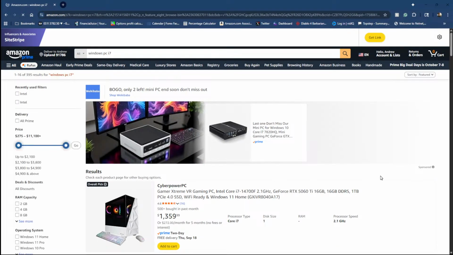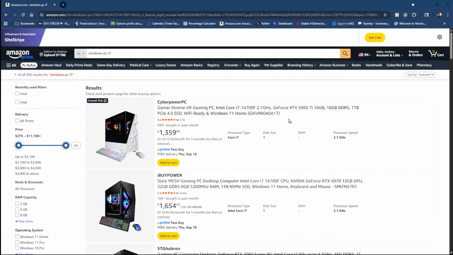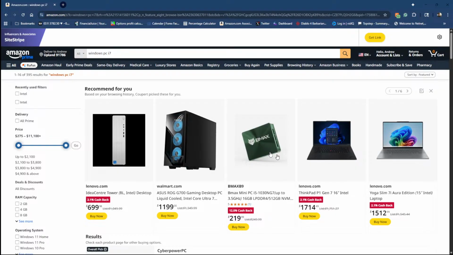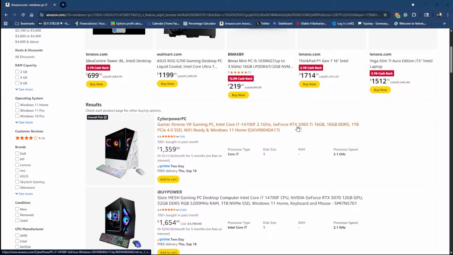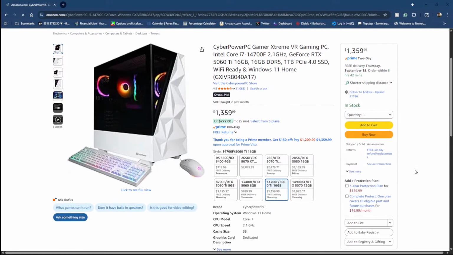And then with this, I already know right here, this would be a great PC. It's an i7, 2.1 gigs. The video card is insane. 5060 Ti, 16 gigs of memory, which you can always upgrade. A lot of times when you click on these, they give you the option to add more memory if you want to. I like to go with 32 gigs minimum, but this is not a bad starting place, and I feel like it's a reasonable price.